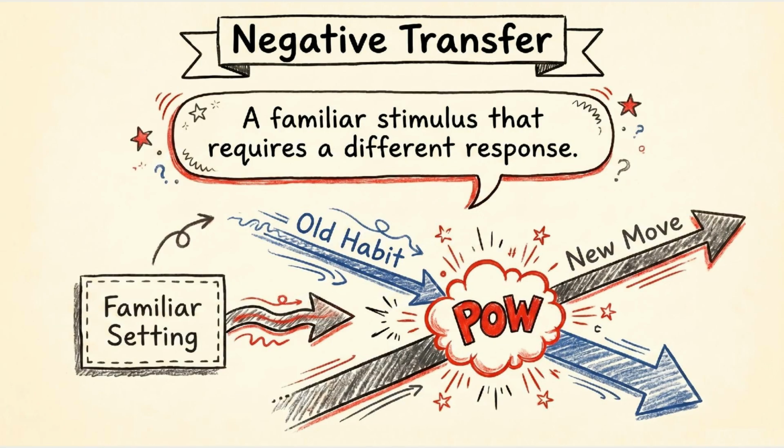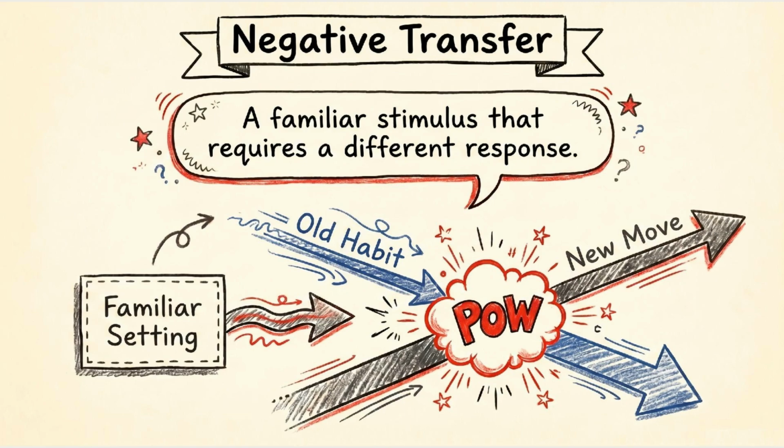Now let's flip to the dark side, negative transfer, the case where prior learning actively fights the new skill instead of helping it. Here's the precise definition, and get it exactly right because it's a classic exam question. Negative transfer happens when a familiar stimulus requires a different response.